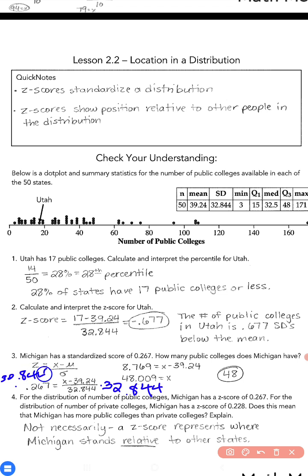Okay? And so on the right side, 32.844 cancels. On the left side, 32.844 times 0.267 is 8.769. Well, now I only have one step to get x by itself, and that's to add 39.24 to both sides. And when I do that, I get 48.009. So what that tells me is that in order to get a z-score of 0.267, Michigan must have had about 48 colleges. Okay?